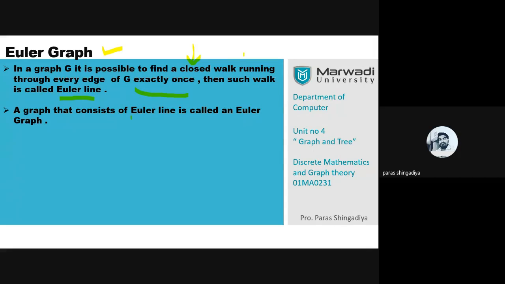Remember one thing, it is a closed walk. It means we are in the definition of walk right now. What is the definition of walk? It is a finite alternating sequence of vertices and edges. No edge appears more than once, but a vertex may appear more than once. Running through every edge of G exactly one means you have to use all the edges exactly one time. Such a walk is called an Euler line, and the graph consisting of such an Euler line is called an Euler graph.